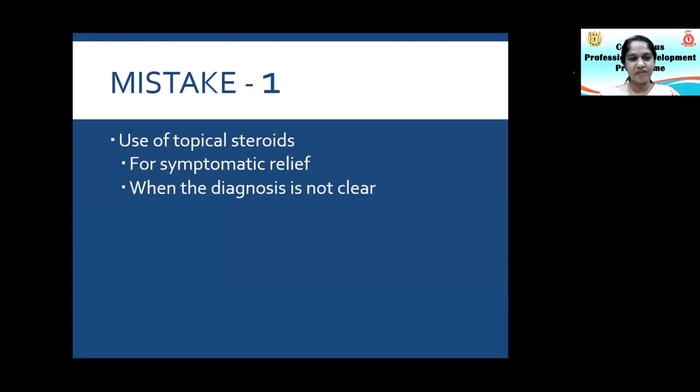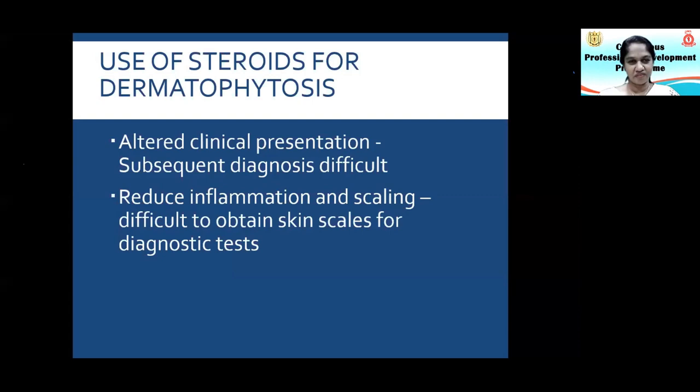Although this was practiced some time back, this practice is no longer recommended because of the emerging therapeutic resistance in antifungal treatment for dermatophytosis. The other common problem is that steroid is given when the diagnosis is not clear. So what happens when we give a steroid to dermatophytosis? One thing, it will alter the clinical presentation. I will give you the pictures later. Therefore, the subsequent diagnosis is going to be difficult.